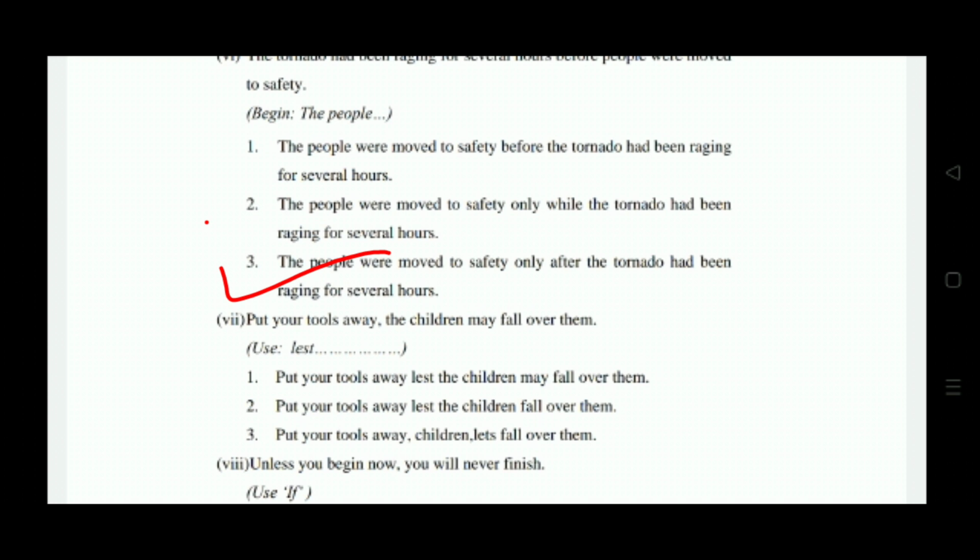Now, 7. Put your tools away, the children may fall over them. Use lest. Option 1. Put your tools away, lest the children may fall over them. Number 2. Put your tools away, lest the children fall over them. And option 3. Put your tools away, children, let's fall over them. Lest. Whenever you have lest, you need to use the word should. Like, put your tools away, lest the children should fall over them. But in this case, that option has not been provided.